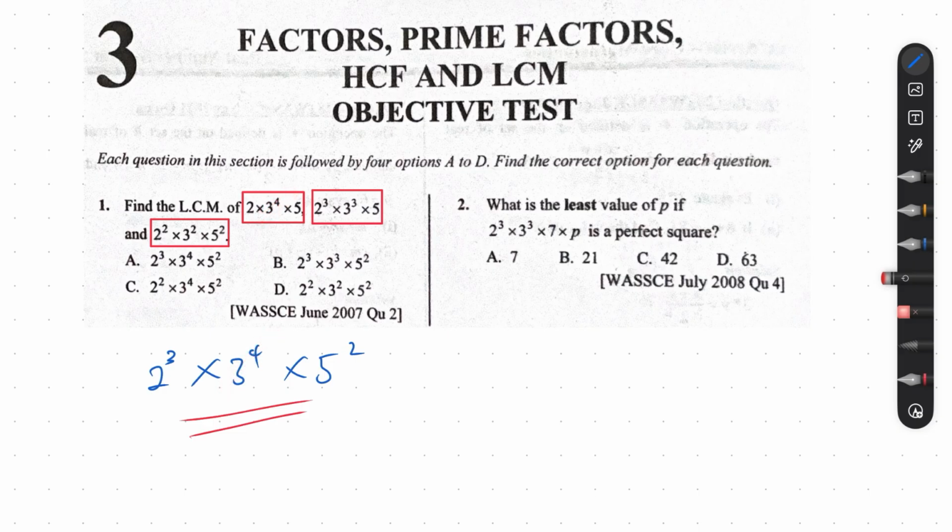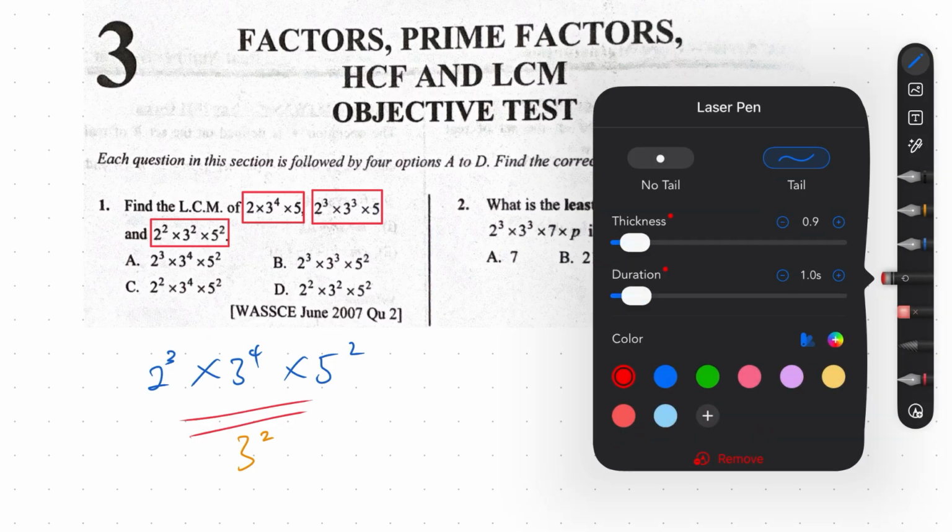If we were to pick 3 exponent 2 as the LCM, this prime factor LCM, then we would have a problem, because 3 exponent 4 here won't be able to cancel 3 exponent 2. So that cannot work as the least common multiple. Okay, so we need to pick the highest ones. Okay, cool. So that is our answer.